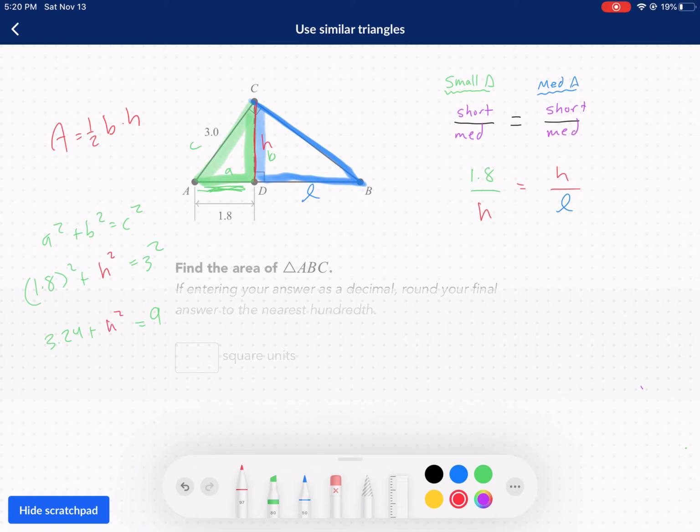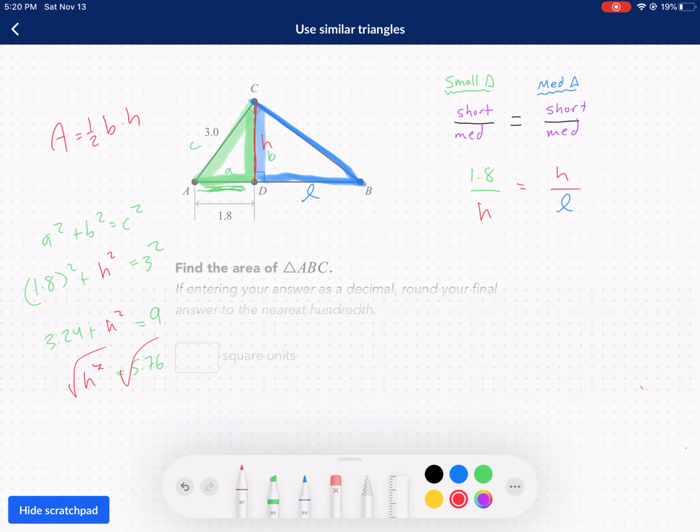I'm going to subtract 3.24 from both sides. When I do that, I get 5.76 equals h squared. This is a doozy. So if you get this one assigned, good luck to you. Hopefully this video helps. And then I need to take the square root of both sides. Okay, so let me take that square root.